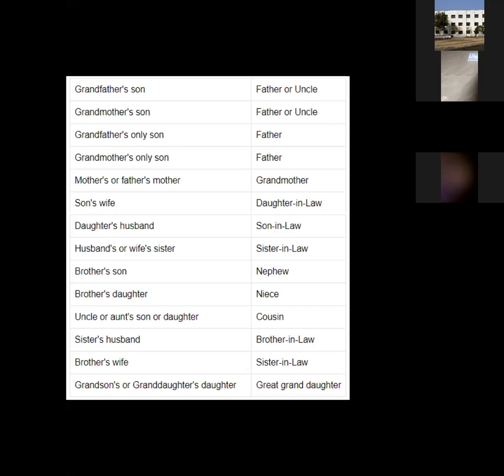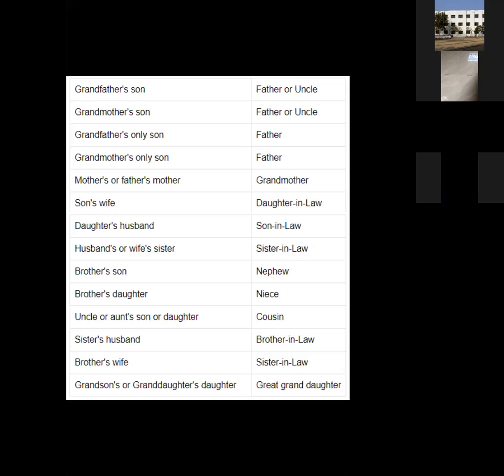Then brother's son, I think yesterday I have also gone through this. Brother's son is always nephew, and brother's daughter is always niece. Uncle or aunt's son or daughter is always commonly called cousin. Then sister's husband is always known as brother-in-law, whereas brother's wife is always sister-in-law.